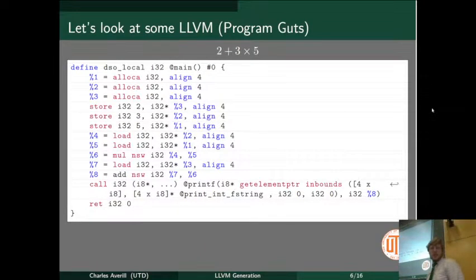So this is the guts of a program. This is all inside of a main function. And up at the top we see, we're just going to pretend that this is an expression that we've compiled. We have 2 + 3 × 5. So just take a look at that, and we'll get each of these chunks individually.